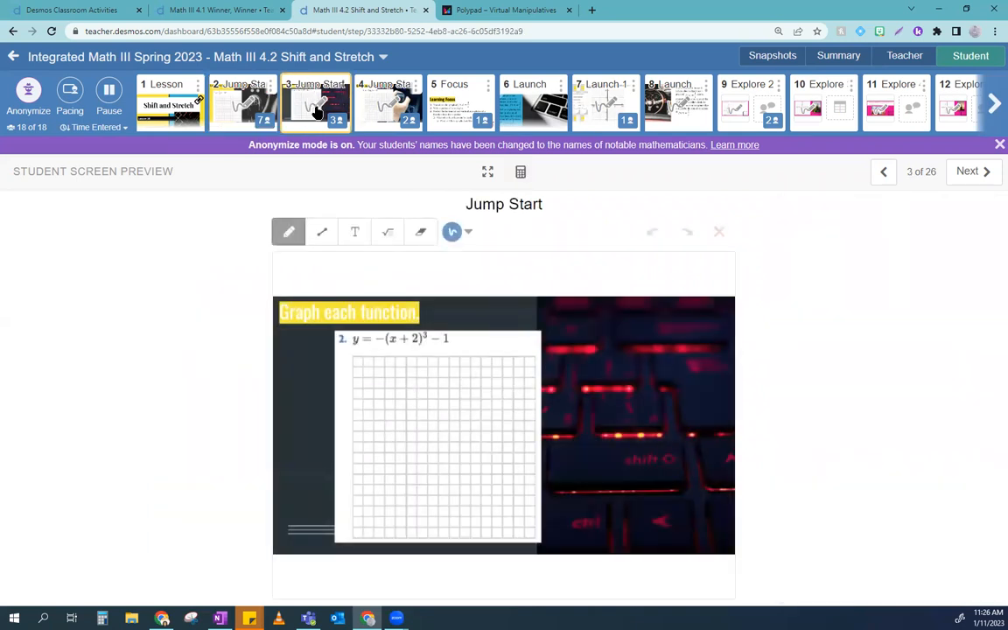Okay, let's see what happened right now. Second one. You should all be able to tell me, Ms. Johnson, this does this, this does this, and this does this, right? So what does the negative do? What does this negative out here do? Yeah, it flipped it. Very good. What about this +2? What did it do?